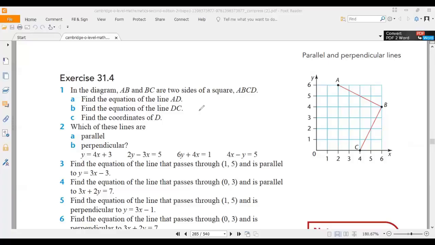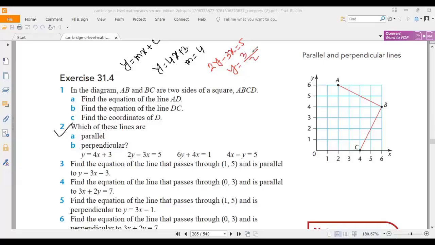Question number 2 asks which of these lines are parallel or perpendicular. To find this answer, we need to write each equation in the form y equals mx plus c. So we'll convert every equation this way. Look at part 1, y equals 4x plus 3. Here, m is the gradient, that is 4. In the second equation, 2y minus 3x equals 5, we can say y should be 3 by 2x plus 5 by 2.